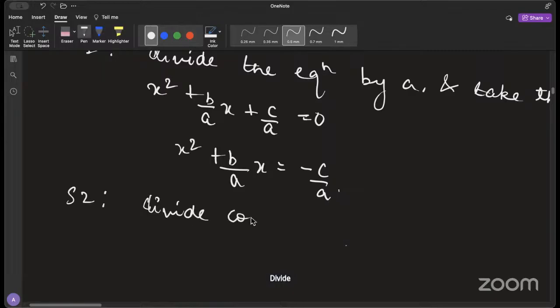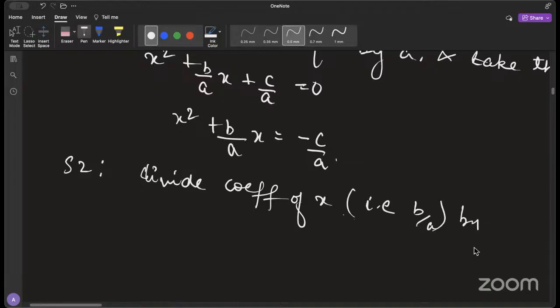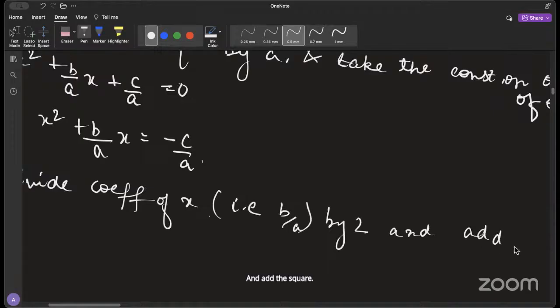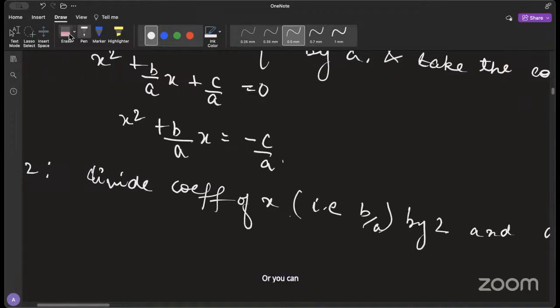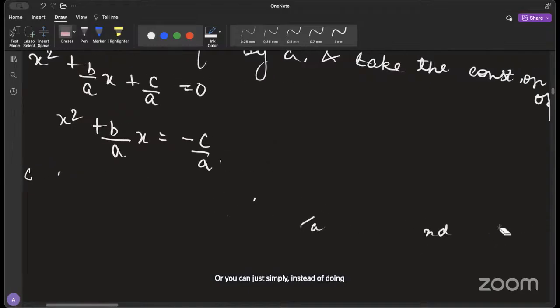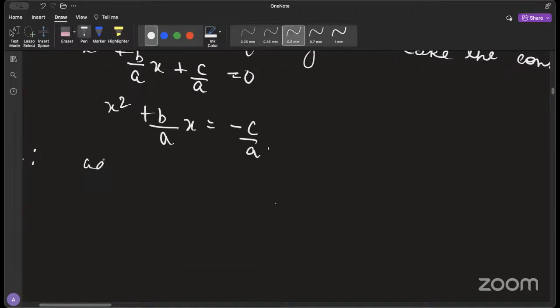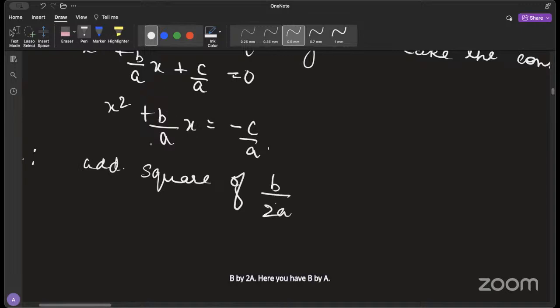Divide the coefficient of x, that is b by a, by 2 and add the square. Or instead of doing all this, we can simply say add the square of b by 2a. Here you have b by a. Divide this thing by 2, so you'll get b by 2a, and add the square of b by 2a on both sides of the equation.